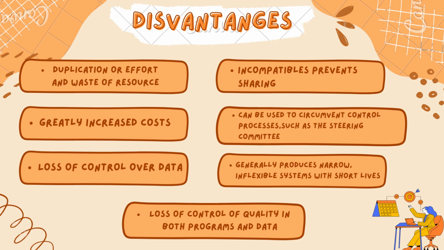Disadvantages. 1. Duplication of effort and waste of resources. 2. Greatly increased costs. 3. Loss of control over data. 4. Loss of control of quality in both programs and data. 5. Incompatibles prevent sharing. 6. Can be used to circumvent control processes, such as the steering committee. 7. Generally produces narrow, inflexible systems with short lives.